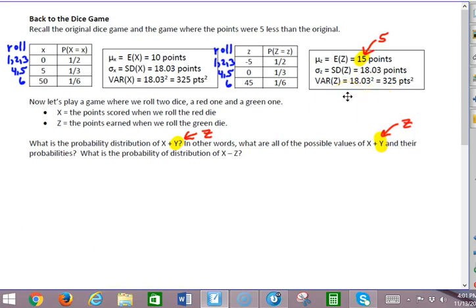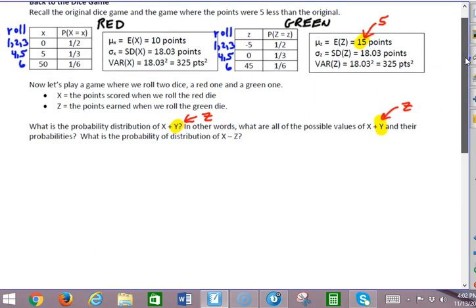Now what I want to think about is, let's say we rolled 2 dice. And let's say when we rolled the red die, we used this point distribution, and when we rolled the green die, we used this point distribution. And we're going to add together the points that we got based on the red roll and the green roll, and that would be our points total. So I want to find out the probability distribution of x plus z, where x is the points scored when we rolled the red die, and z is the points scored when we rolled the green die. So the first thing we have to do is think about what are all the possible values of x plus z and their probabilities.